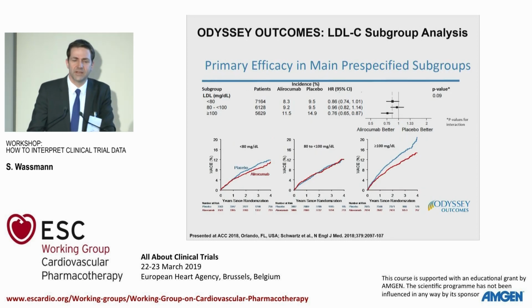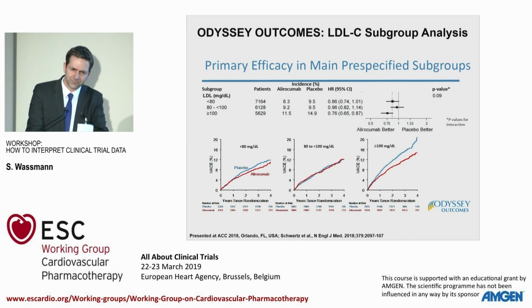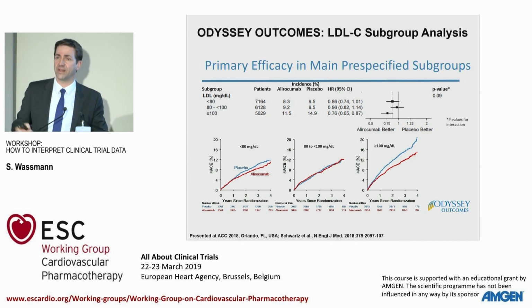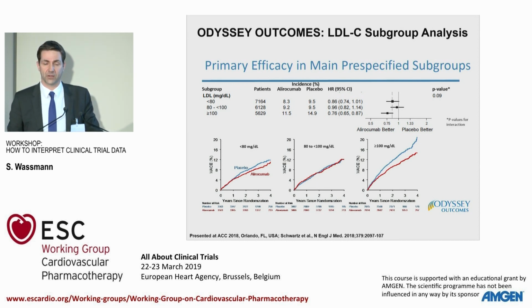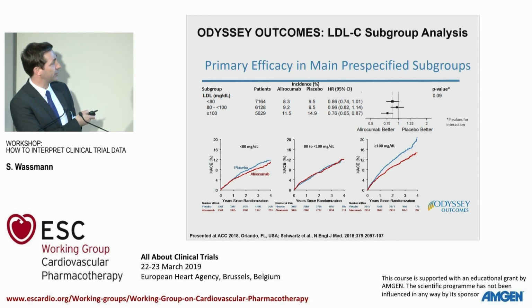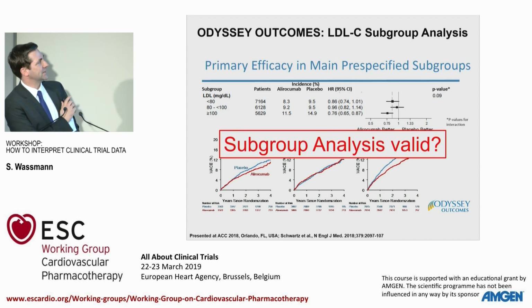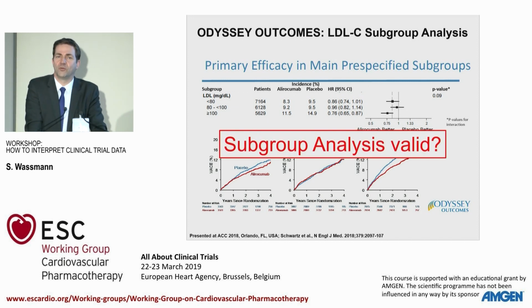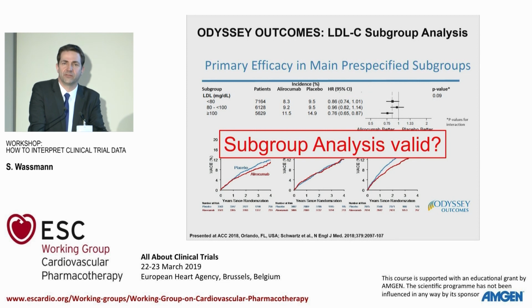And here's another one. I love this analysis, I have to say. This is a subgroup analysis looking at different levels of LDL cholesterol at baseline. You see here the different Kaplan-Meier curves: below 80 milligrams per deciliter, 80 to 100, larger than 100. There's a difference, more benefit here in this group. You can see it here in the forest plot, and you can see the p-value here. So, what do you think about this subgroup analysis?